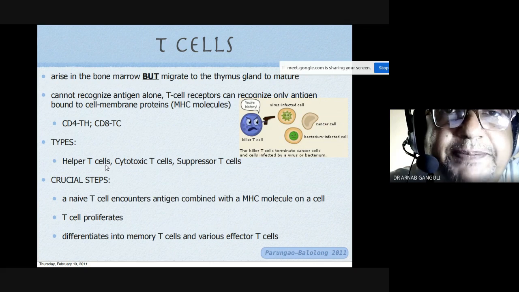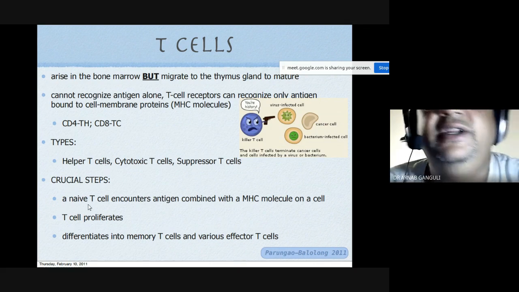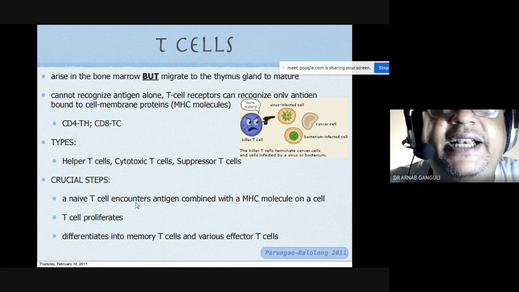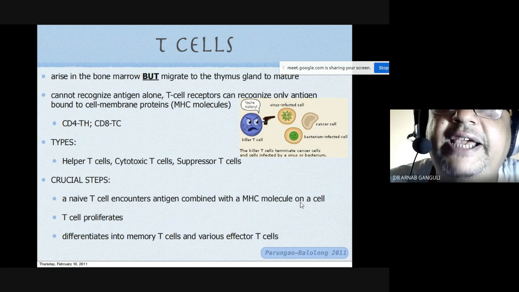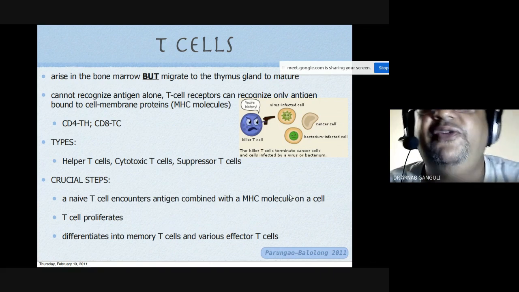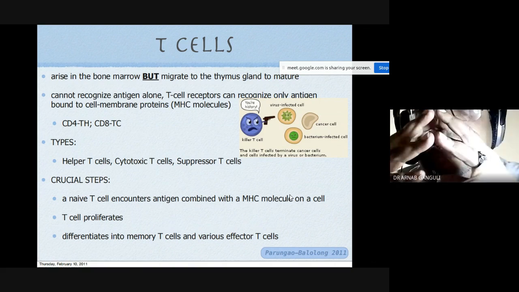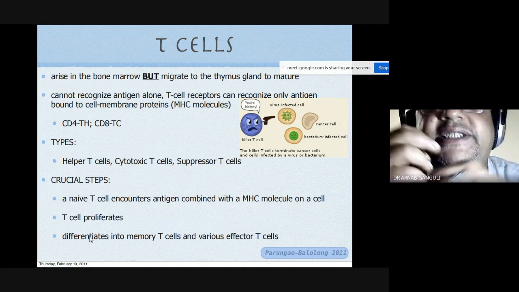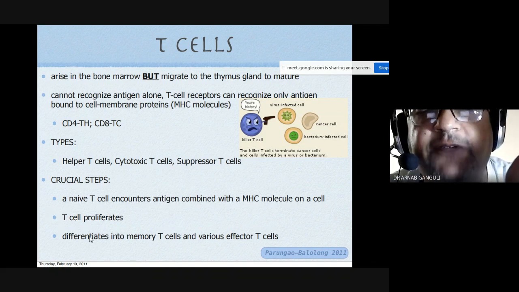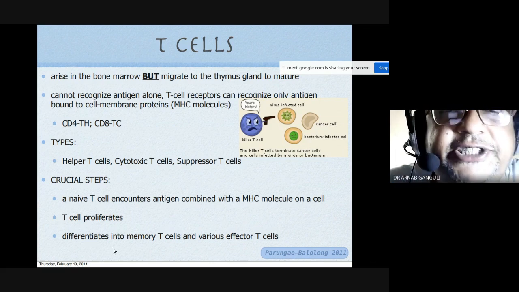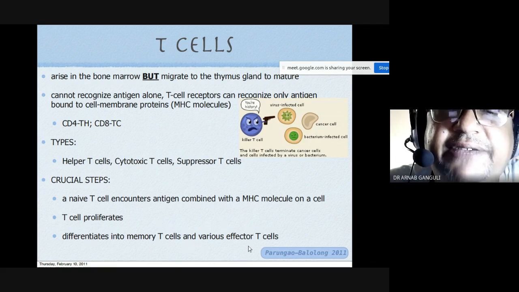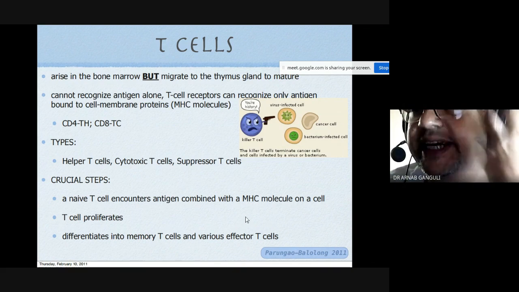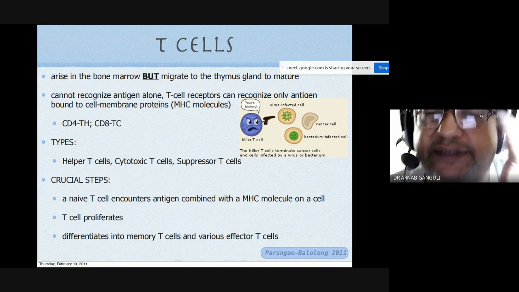So what are the crucial steps in the T cell response? A naive T cell, naive meaning it has not encountered any antigen before, encounters antigen combined with an MHC molecule on a cell. So first this MHC molecule and the naive T cell encounter each other. Then because of that encounter, the number of T cells will increase. It will proliferate and differentiate into memory T cells and various effector T cells, that is the cytotoxic T cells and some memory T cells. The second antigen response will happen much faster.